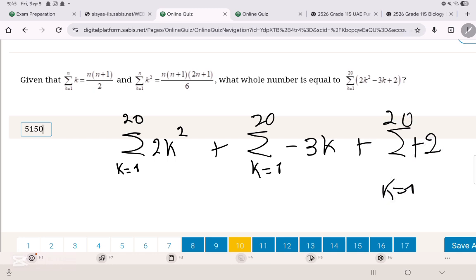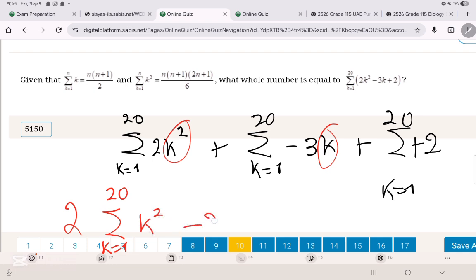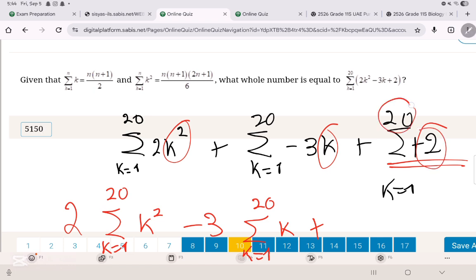Now, what do we need to do in this scenario? In this scenario, if you have something with a variable, you will take out the number. Let's take out the number. So it's going to be 2 times the summation k equals 1 to 20 of k squared, plus minus 3, so basically minus 3, times the summation k equals 1 to 20 of k, okay? Now, plus, this does not have a variable. Since this does not have a variable, if you remember one of the rules, because it's a whole number here, very simply, what you can do is you can take n, which in this case is 20, and multiply it by 2. So 20 times 2 is what? It is 40.